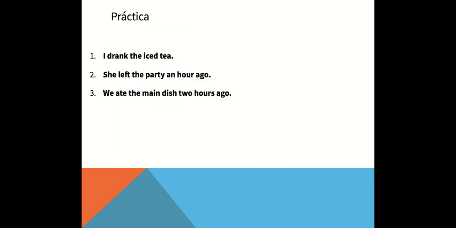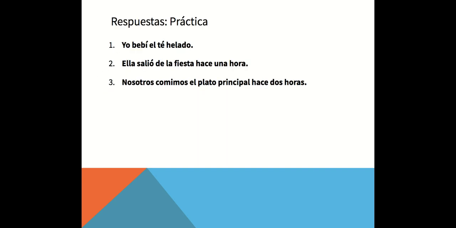Just 3 quick examples. Yo bebí el té helado. Ella salió de la fiesta hace 1 hora. Y nosotros comimos el plato principal hace 2 horas. Okay. Notice that in the nosotros form, the present and the preterite are the same. So we have to look for context clues. So in the sentence, it says 2 hours ago. So obviously we know it's preterite. But just keep in mind, they are the same in the present and the preterite.